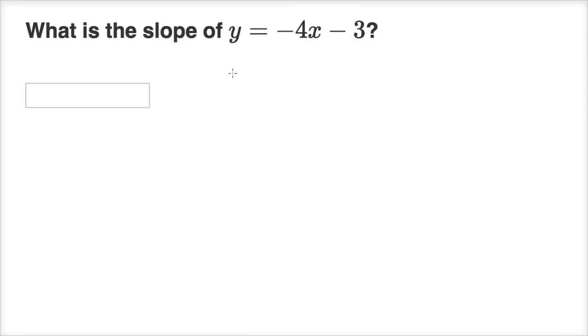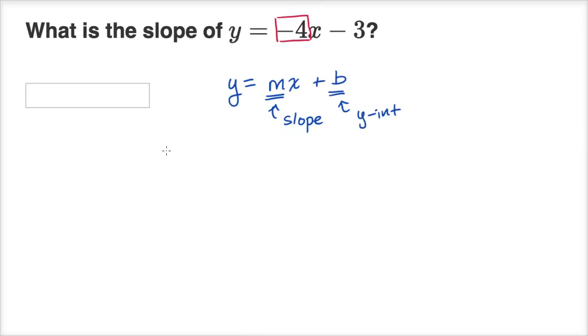Just as a reminder, slope-intercept form is y is equal to mx plus b, where the coefficient on this x term right over here, that is our slope, and then this constant right over here is going to give you your y-intercept. So if they're asking what is the slope here, I just need to figure out what is the coefficient on this x term. And you can see that the coefficient here is a negative 4. So that is going to be our m. That is going to be our slope.